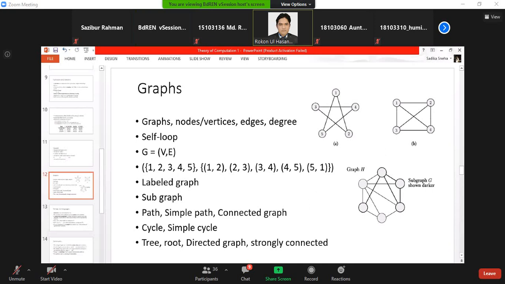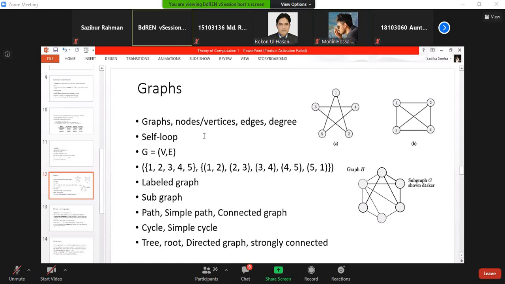Now there is one more thing. Ma'am, is there any self loop? There is no self loop in this one. Ma'am, a self loop starts and ends with the same vertex. The definition says it clearly: a self loop is an edge for which the starting and ending node are the same.